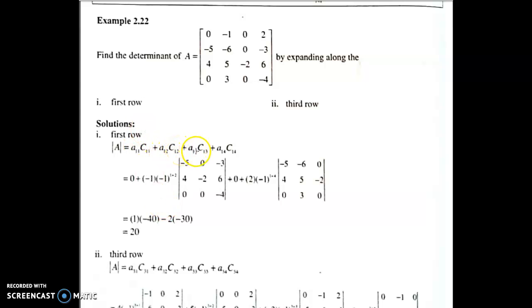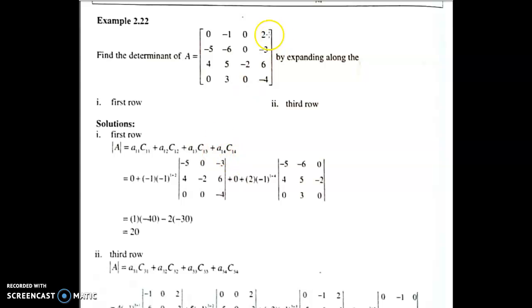Next is A13, C13. A13 is 0, so everything times 0 will get 0. They don't really calculate the cofactor; they just put 0 here. As for the last one, A14, C14, A14 is 2. Because it is not 0, they need to calculate it.